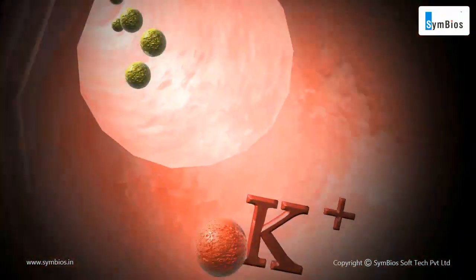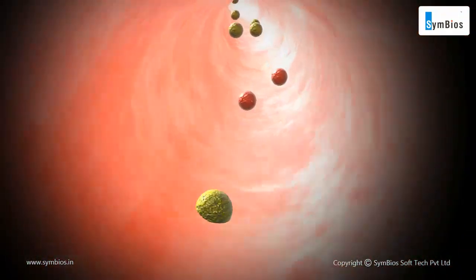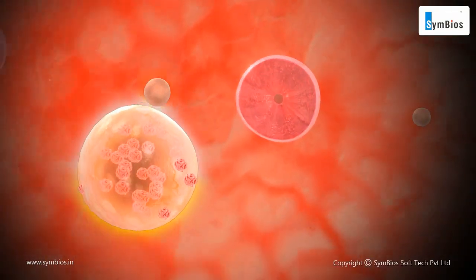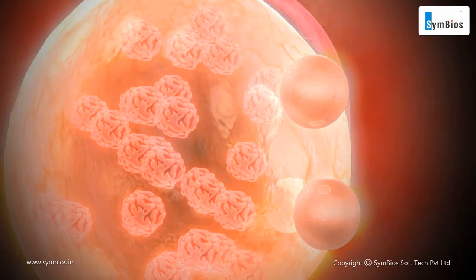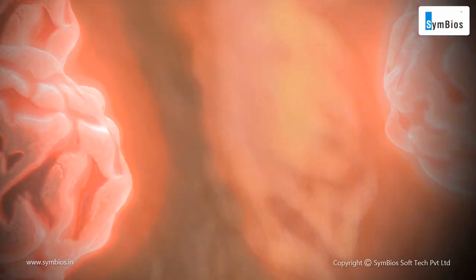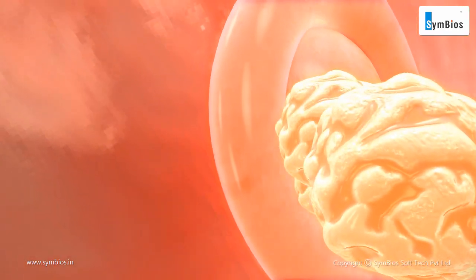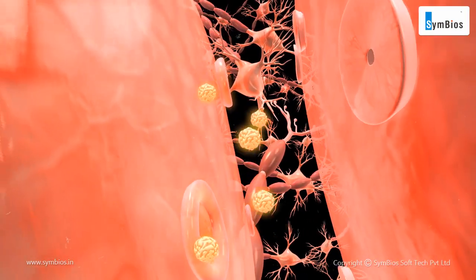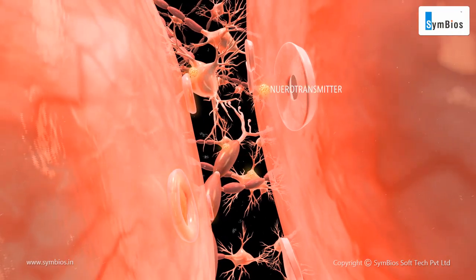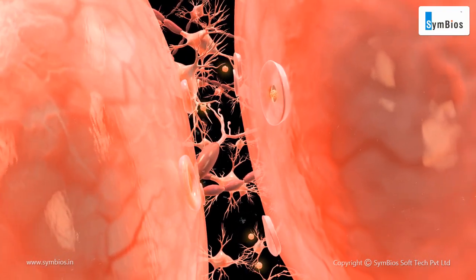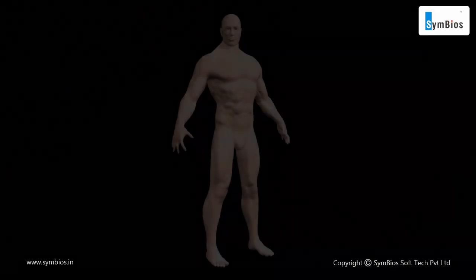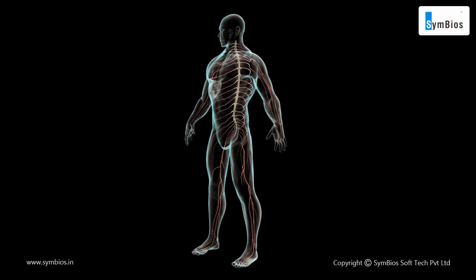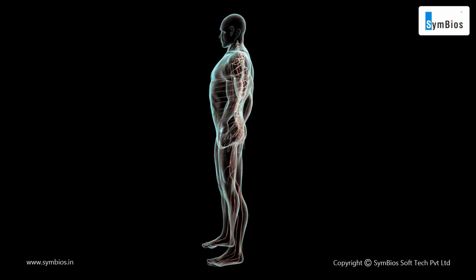When the signal reaches the end of the axon, calcium ions rush in, and chemicals called neurotransmitters are released into the synapse. The neurotransmitter moves across the synapse and binds to the receptors on the postsynaptic membrane of the next neuron. Likewise, the impulses travel to the spinal cord through the sensory neurons.